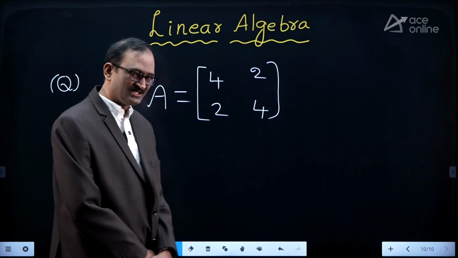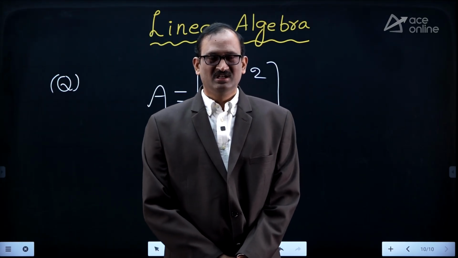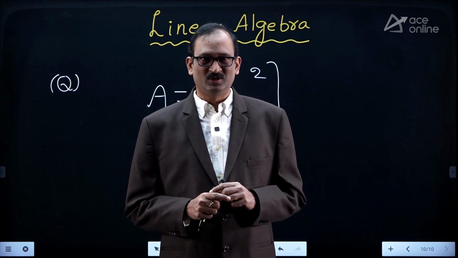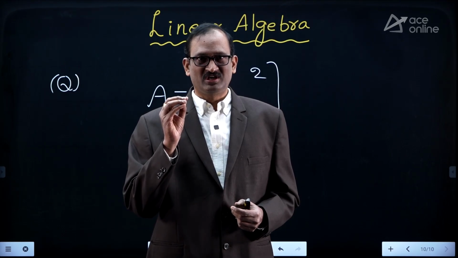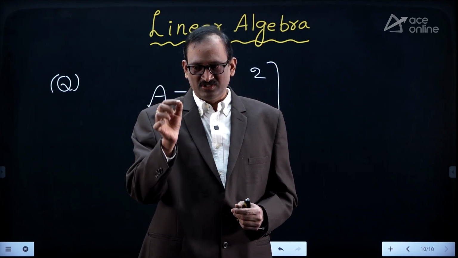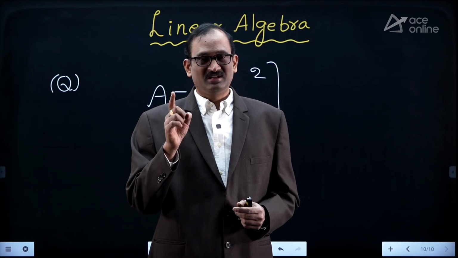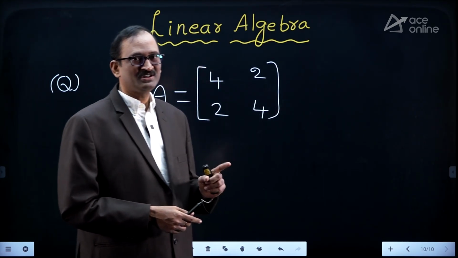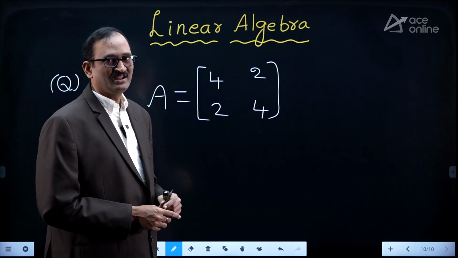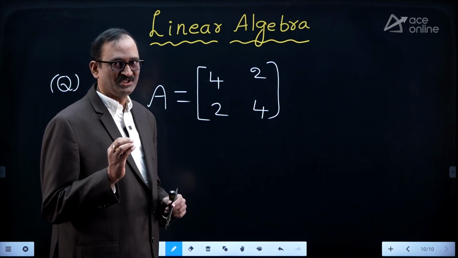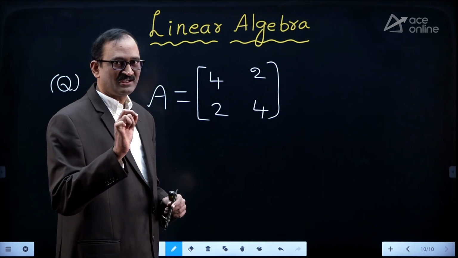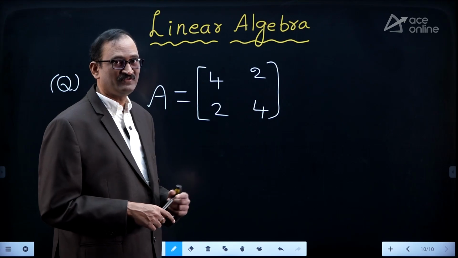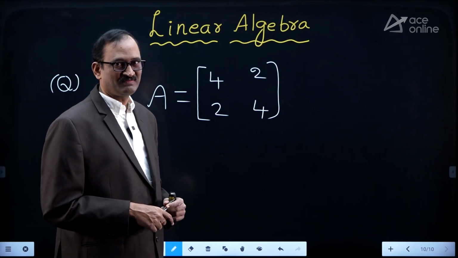For example, what is the largest eigenvalue of a matrix? Suppose you are asked to find the largest eigenvalue of a matrix. Remember one point: if the sum of the elements of each column is k, then the largest eigenvalue of the matrix is also k, provided the elements of the matrix are non-negative. Non-negative means greater than or equal to 0. Suppose the elements inside the matrix are greater than or equal to 0, and the sum of the elements of each column is k, then the largest eigenvalue is k.